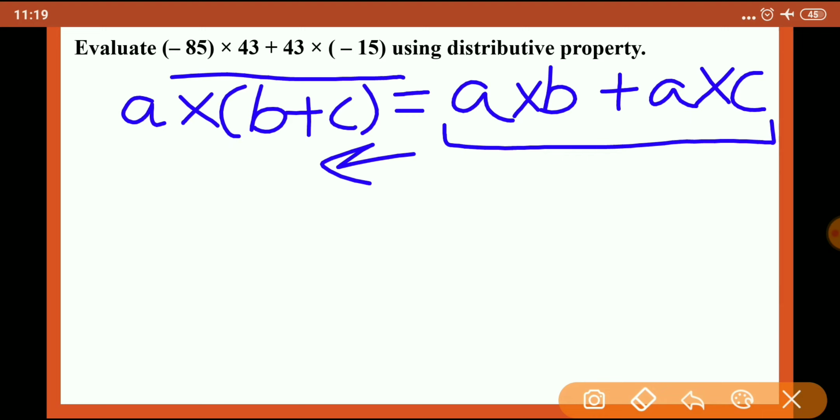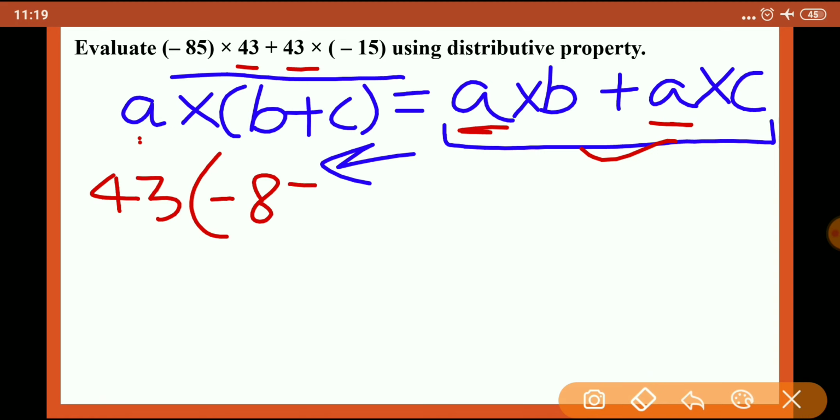This one is given in this form only. So how will you write? You can see A is common here. You can see what is common here, 43 and 43. So consider it as your A. So you will write 43 is common. Now in the bracket, here minus 85 is left. So that is your B.